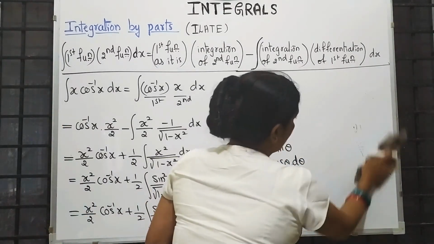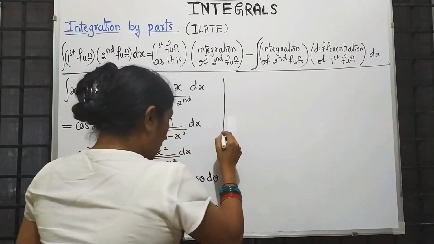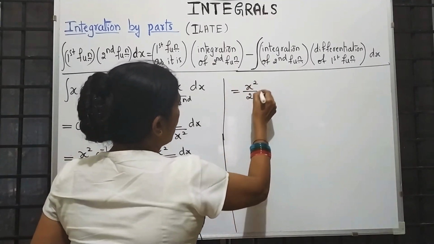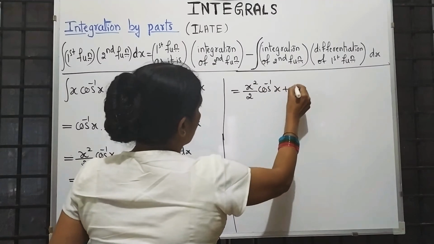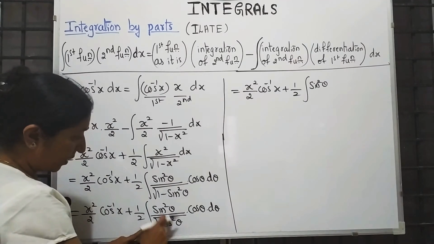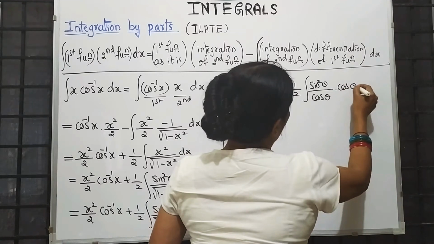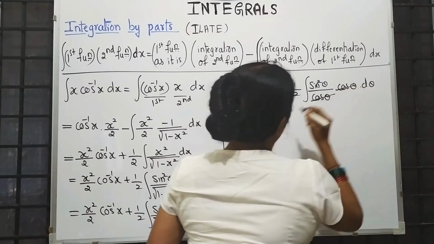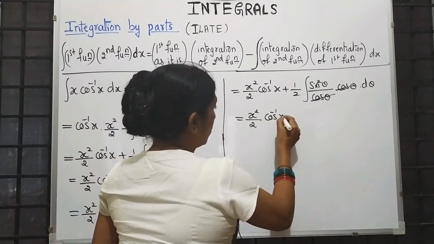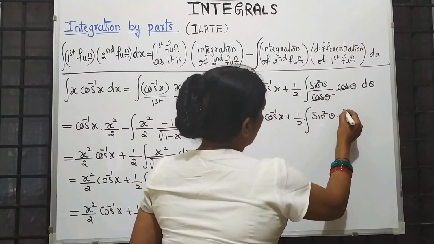These formulas and problems I will revise, and this substitution also I will revise, because then you can remember easily. Now x square by 2 into cos inverse x plus 1 by 2 sin square theta, here the square root and square get cancelled, cos theta into cos theta d theta. This cos and cos get cancelled. This is x square by 2 cos inverse x plus 1 by 2. Now what is remaining? Sin square theta is remaining.